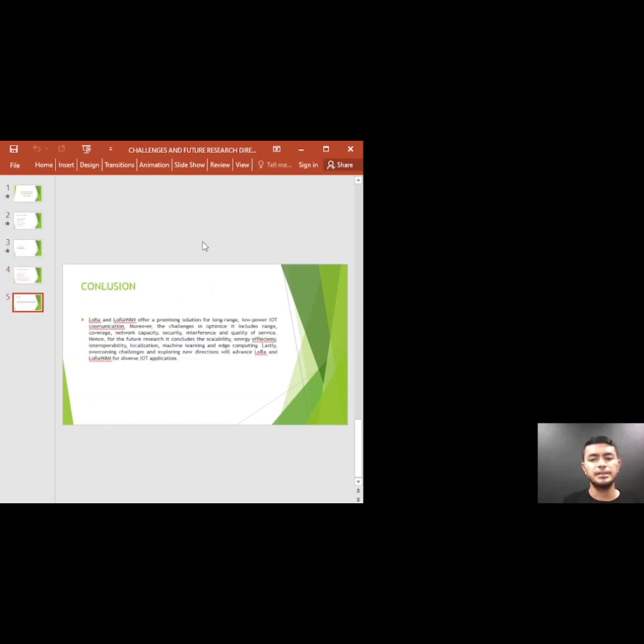Based on this topic, the conclusion is that LoRa and LoRaWAN offer a promising solution for long-range, low-power IoT communication. Moreover, the challenges to overcome include range, coverage, network capacity, security, interference, and quality of service. Hence, future research includes scalability, energy efficiency, interoperability, localization, machine learning, and edge computing. Lastly, overcoming challenges and exploring new directions with advanced LoRa and LoRaWAN for diverse IoT applications.